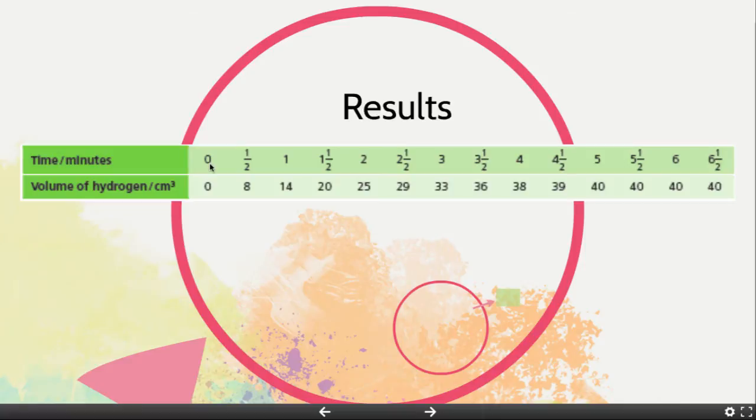You can see at 0 minutes, there's nothing being produced, right? And at half a minute, we have 8 cubic centimeters of hydrogen being produced. And it goes more and more as time goes on. And here, the volume of hydrogen is not increasing, right? It just remains at 40 cubic centimeters.